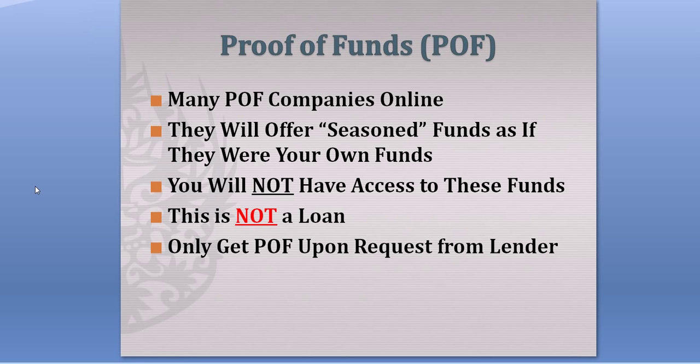Do not get proof of funds until the lender requests it, okay? These are seasoned funds that are going to look like they are your own funds out of your own bank account, but you will not have access to these funds, and this is, again, not a loan. And again, do not get the proof of funds until the lender asks for it, and it's going to be for the amount of your down payment, whatever that may be. If you specified 15% plus closing, then it needs to be 15% plus closing. If you specified 25% plus closing, then it needs to specify that as well, okay?